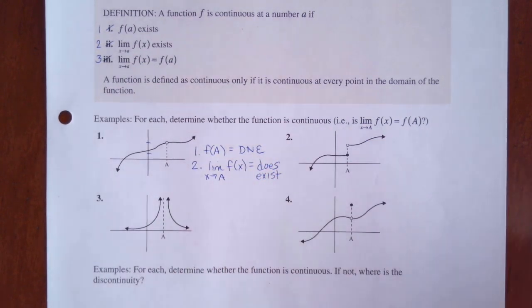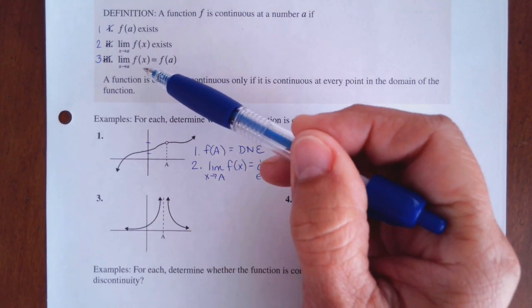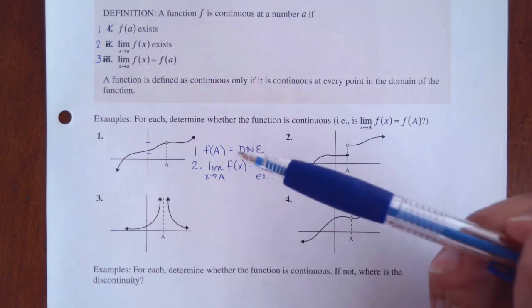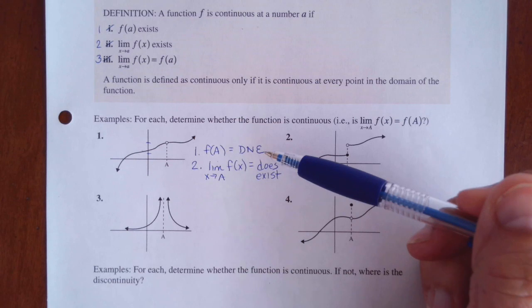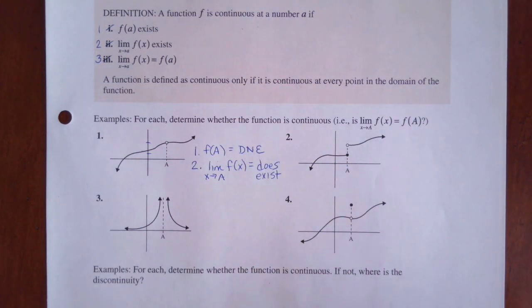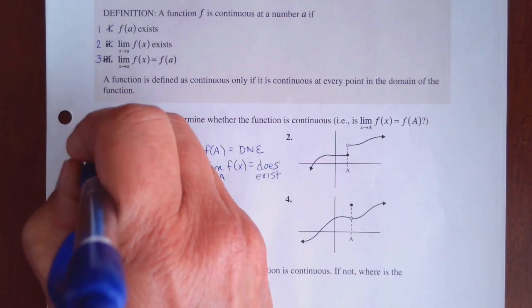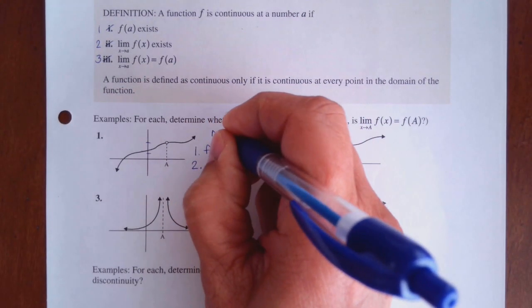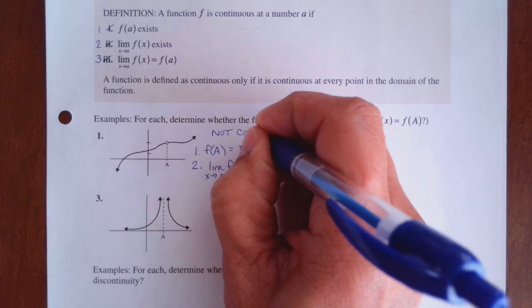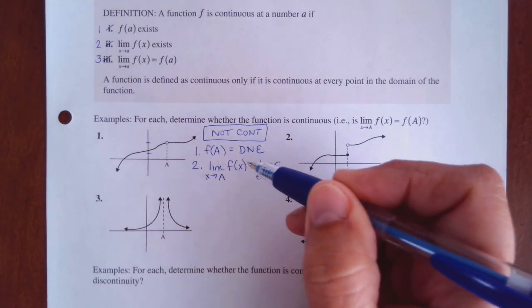But I don't really have to do that because step 3 is to show that the limit and the function value are equal. Well, the function value doesn't exist, so there's no way that can be equal. So this is not a continuous function. We're going to say number 1 is not continuous, because it failed number 1.